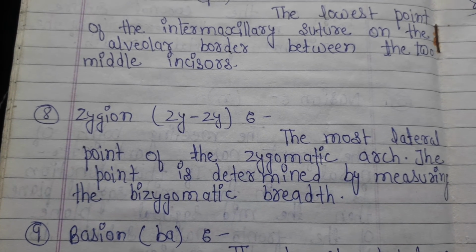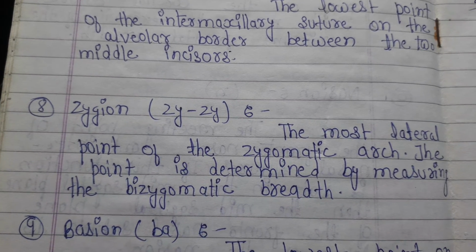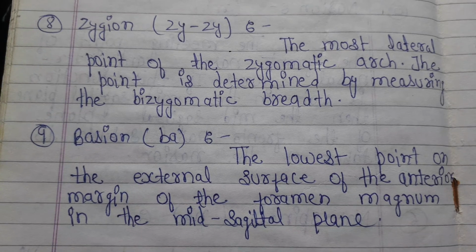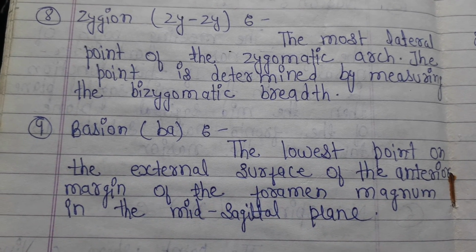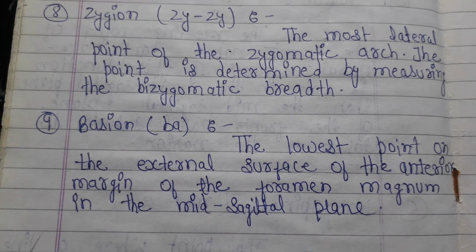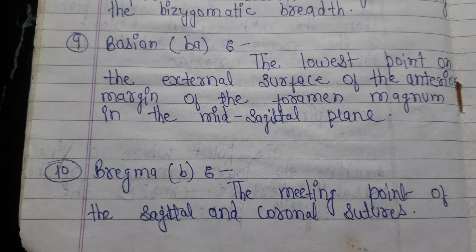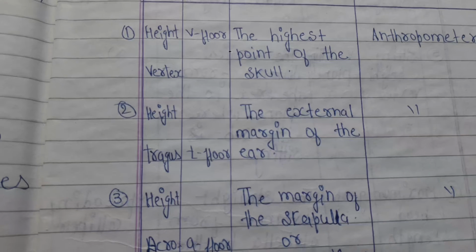The point is determined by measuring the bizygomatic breadth. Next, basion, the lowest point on the external surface of the anterior margin of the foramen magnum in the mid-sagittal plane. Next, bregma, the meeting point of the sagittal and coronal sutures.